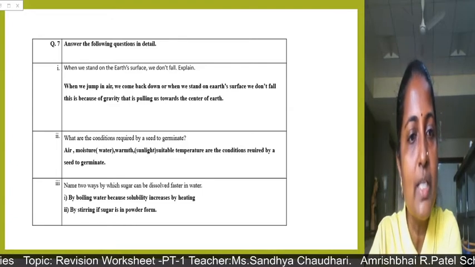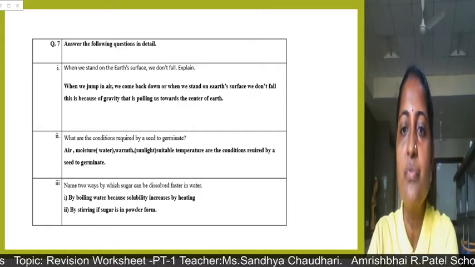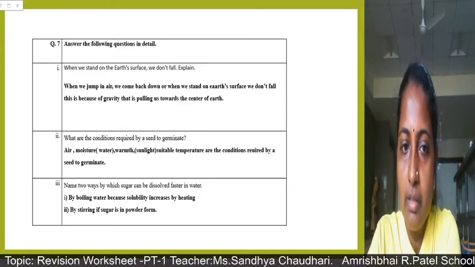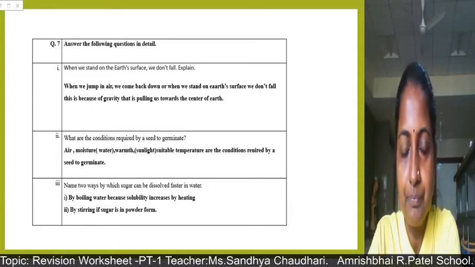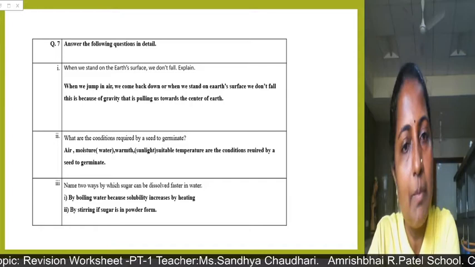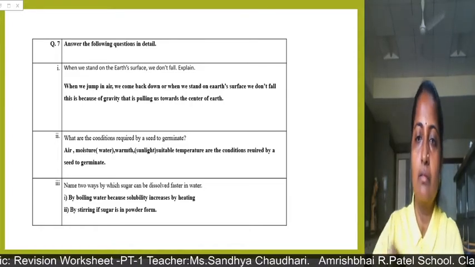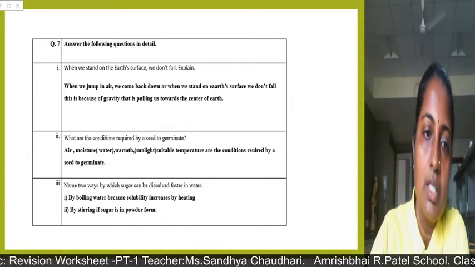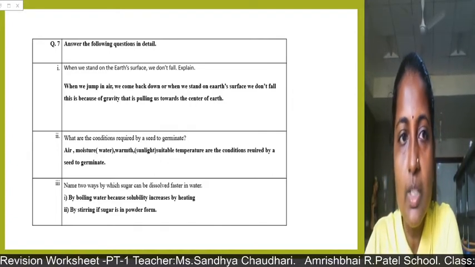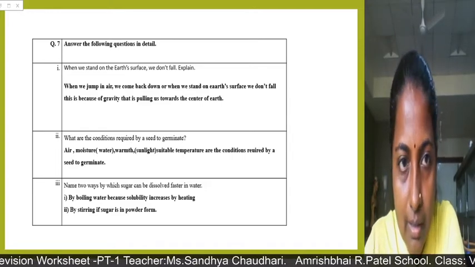Then name 2 ways by which sugar can be dissolved faster in water. So the first thing is that if you boil the water, solubility increases, because solubility increases by heating. And the second option is by stirring, means you have to stir it, mix it well. If sugar is in powder form, you have to stir that. So students, these are the question answers, from section A, section B and section C.